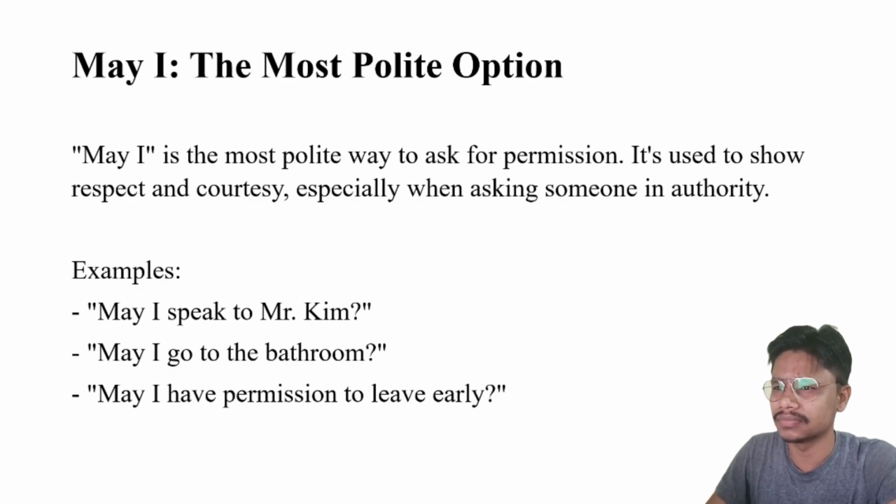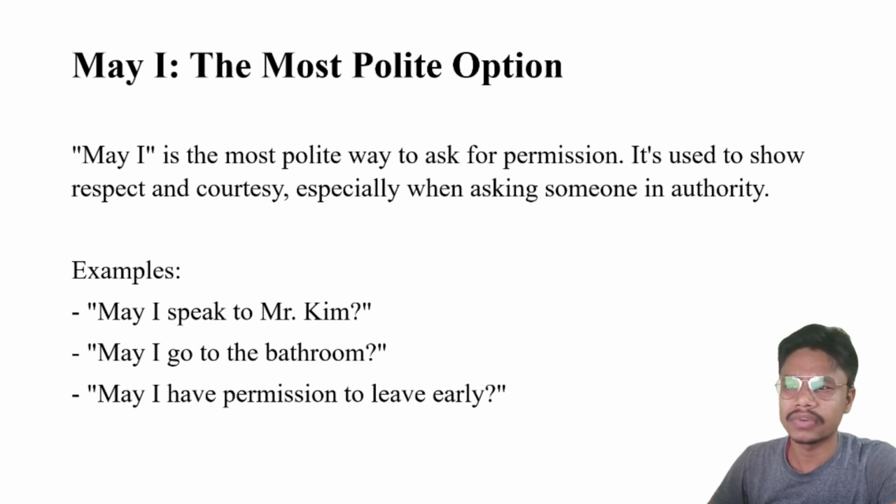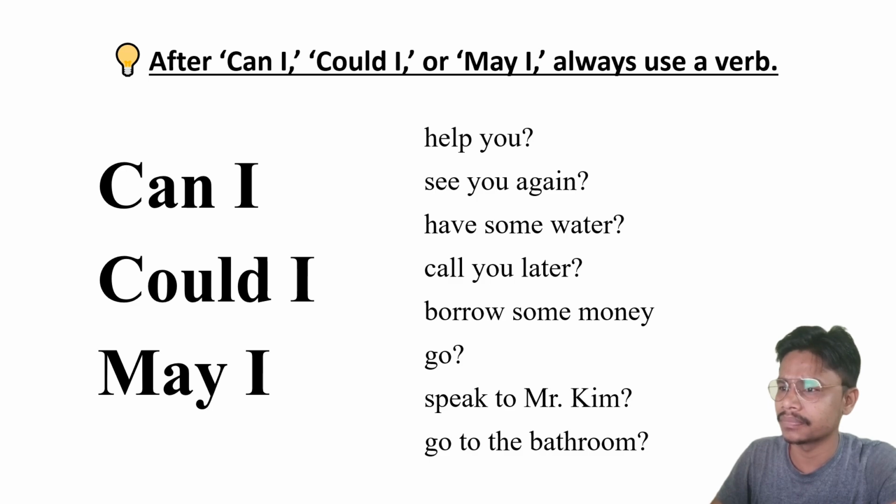So, if you want to ask somebody who has more power, maybe your parents, maybe your teacher, then you should say, may I? Maybe even to somebody that you don't know very well. It's better to say, may I? Because it's more polite. So, let's look at these examples.